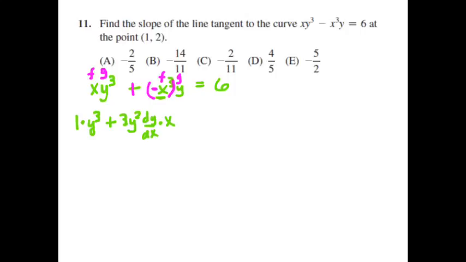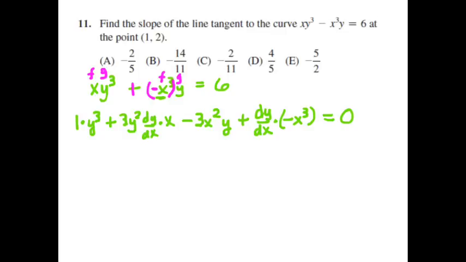So my f prime is going to be minus 3x squared times g, which is y, plus g prime dy/dx times f, which is negative x cubed. And this is all equal to the derivative of 6, which is 0. All right, now at this point, we want to solve for dy/dx because I'm trying to find the slope of the tangent line, which means I'm trying to find the derivative.